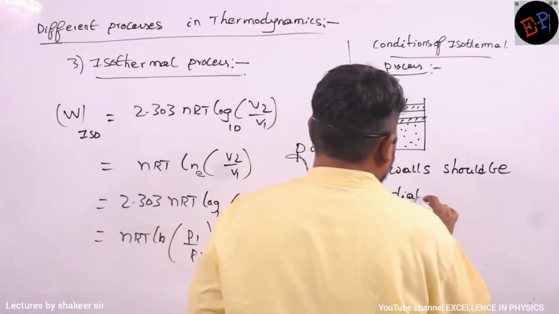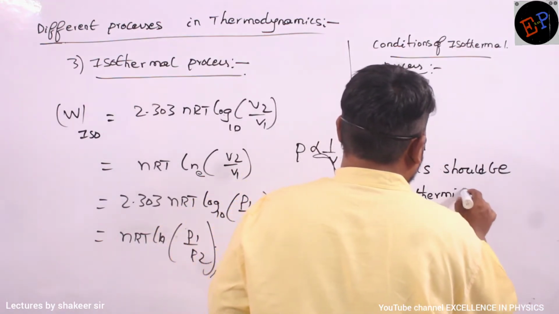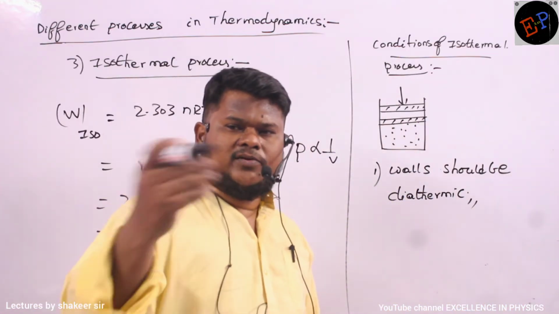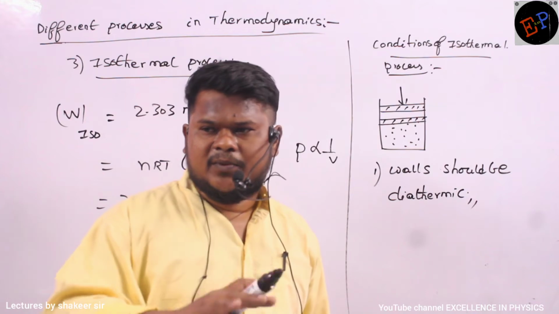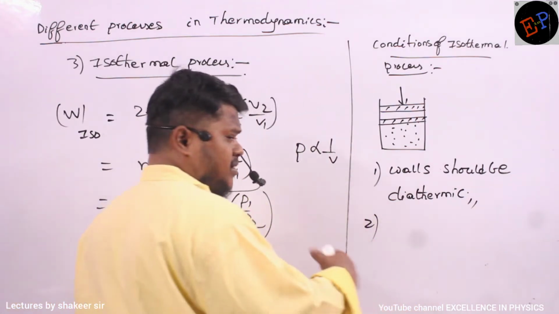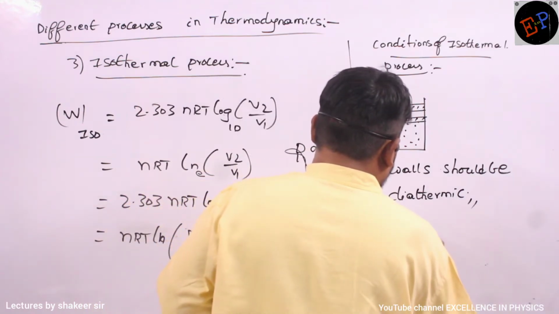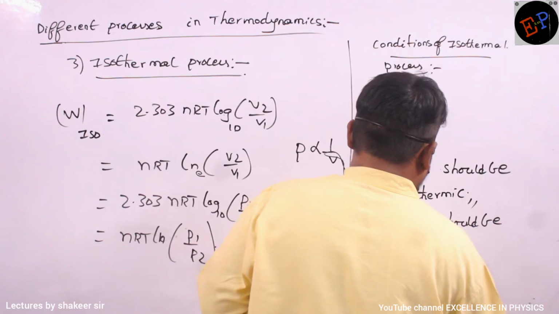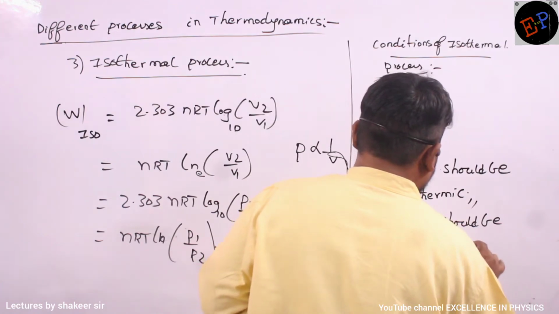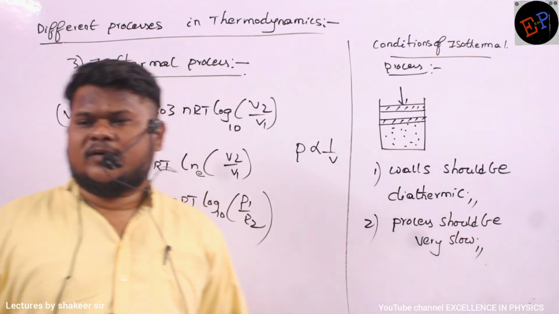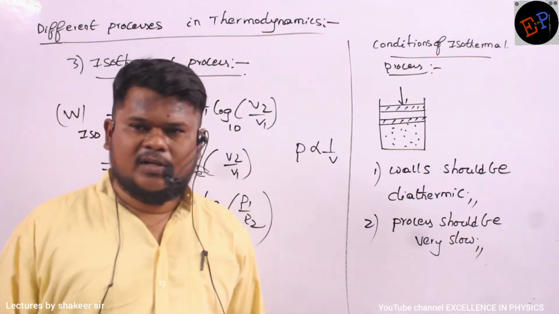diathermic walls. What is meant by diathermic walls, ma? They can transfer heat energy out of the system and into the system also. Heat energy ni rendu vaipula pampinchagalugutayi. They are called diathermic walls. Second one is the process should be very slow. So these are the two conditions in which we can perform isothermal process. Are you able to understand?